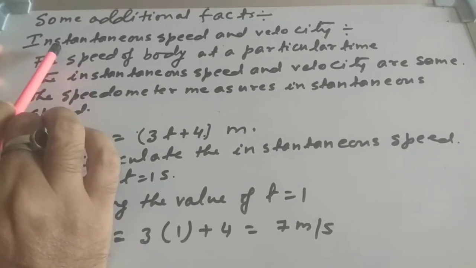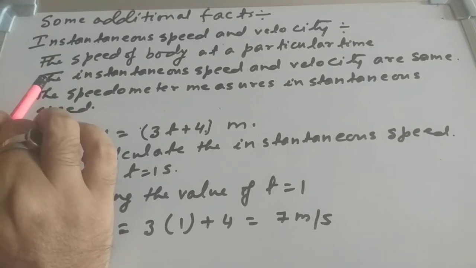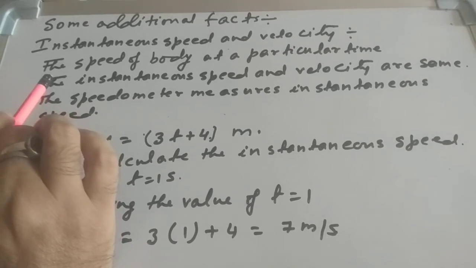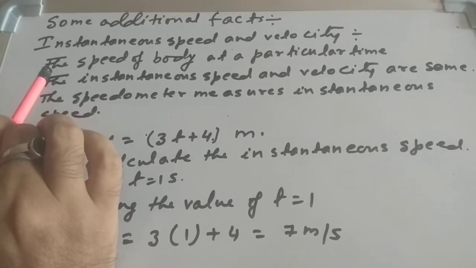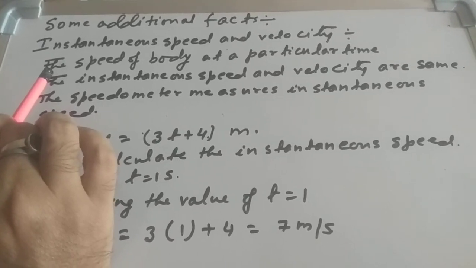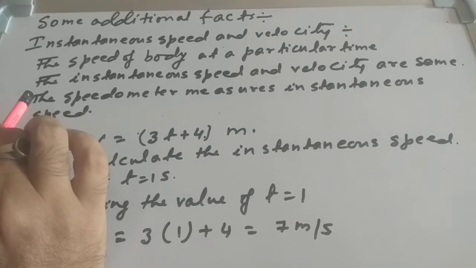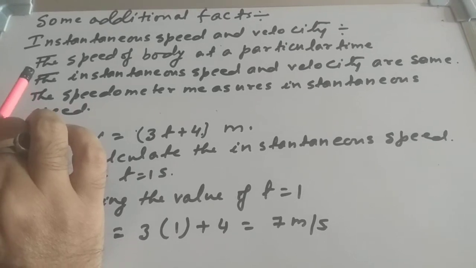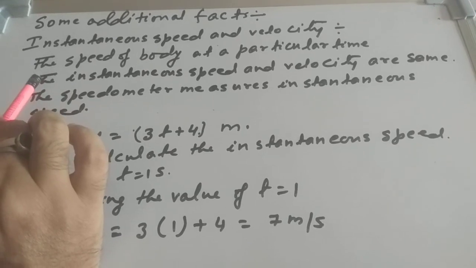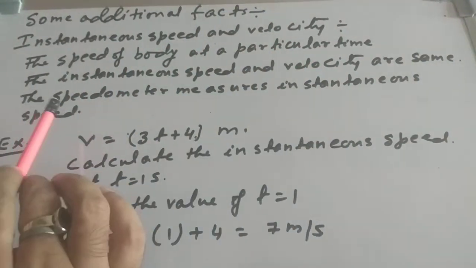The word instantaneous means the speed of the body at a particular time. Suppose you are moving on a path, your speed varies from one interval of time to another interval. Between 0 second to 5 second, we have to take the speed at a particular time, 1 second. Then how will you calculate? That speed at a particular time is known as instantaneous speed. So I have written here the speed of the body at a particular time.